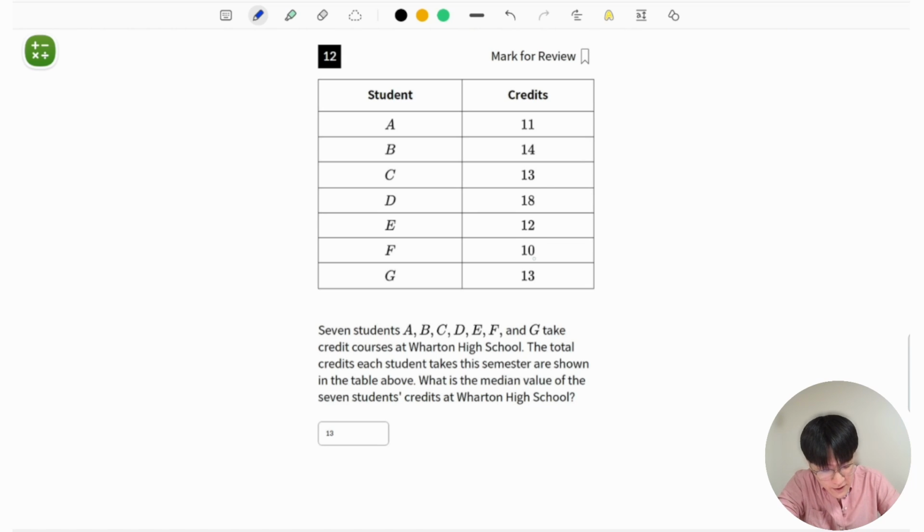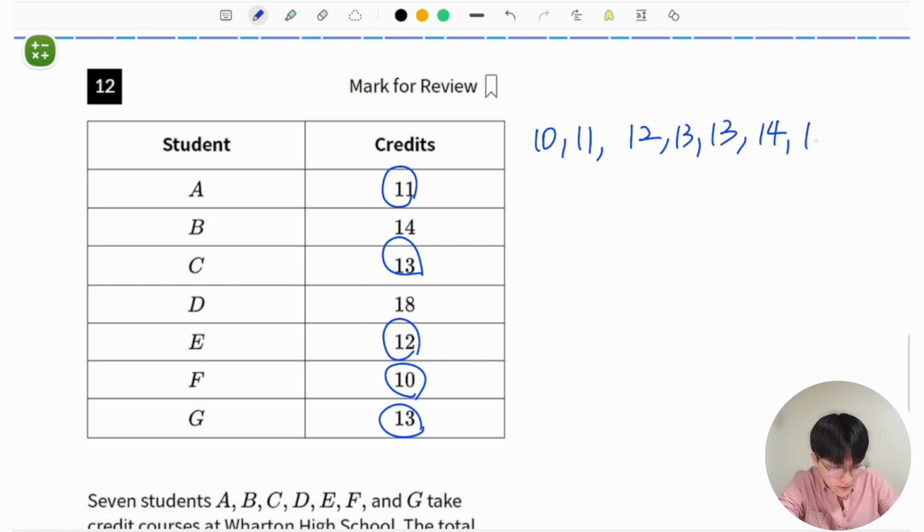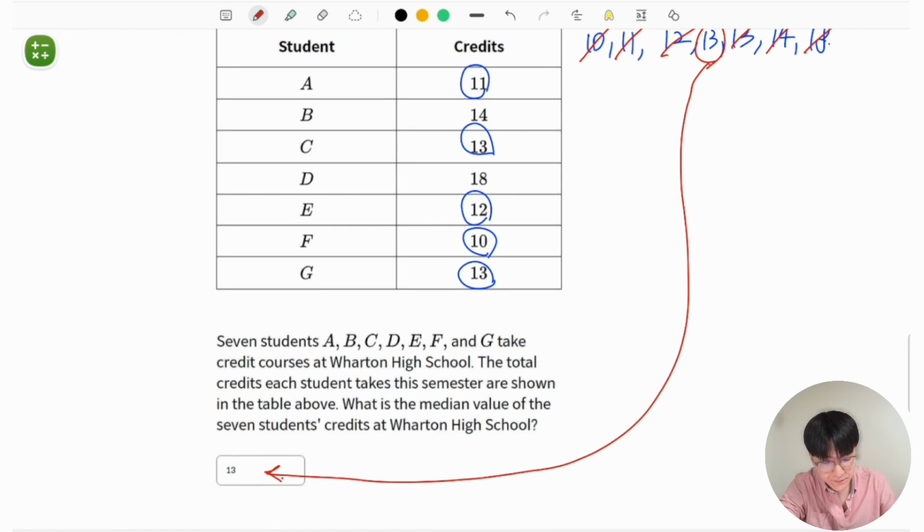Let's do that. I think the lowest value here is 10, and it goes up from there. 11, let's zoom in there. 12, 13, and 14, and 18. Now, what do we want to do? We want to start eliminating one by one. So 1, 2, 3, and what is our median value? 13, and that is our answer.